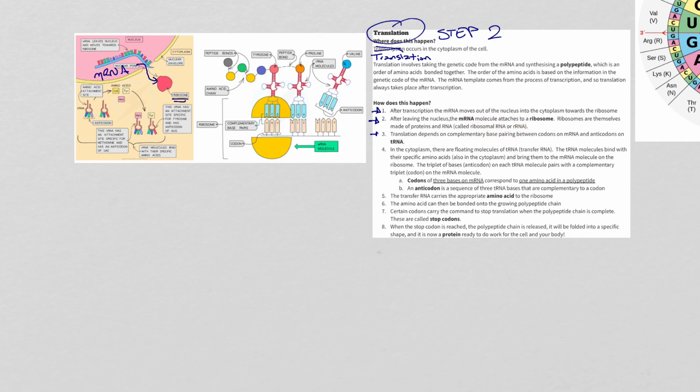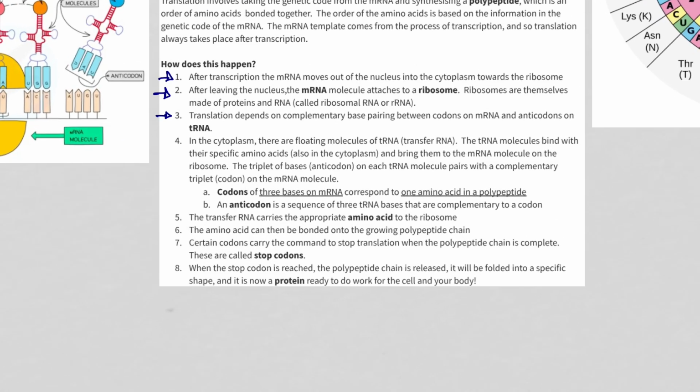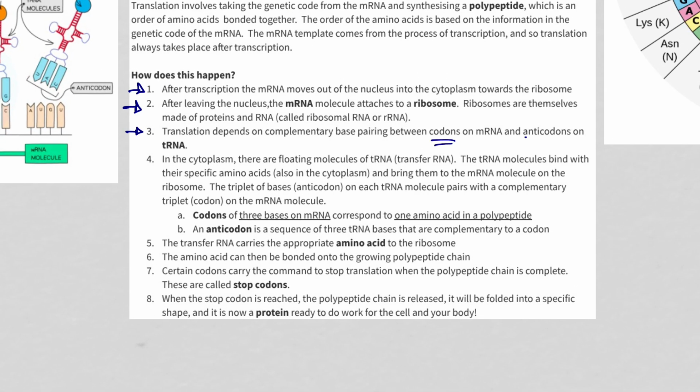Step 3. Translation depends on complementary base pairing between codons on the mRNA and anticodons on the tRNA. These two words are really important. Codon and anticodon. A codon is 3 bases on the mRNA. The anticodon is the complement to the codon. Complement means that those pairing rules apply. If the codon has a G, then the anticodon will have a C, and vice versa, and so on and so forth.